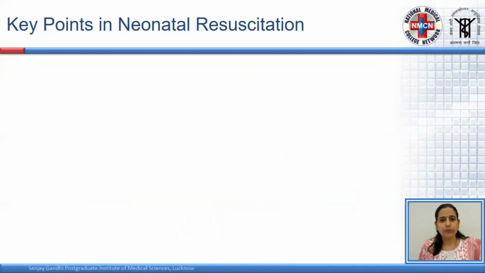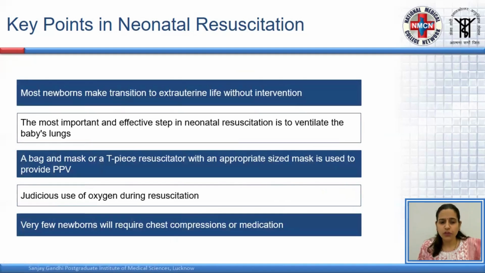So the key points to remember in neonatal resuscitation are that most of the newborns will make the transition to extrauterine life without any intervention. The most important and effective step in neonatal resuscitation is to ventilate the baby's lungs. A bag-and-mask or a T-piece resuscitator with an appropriately sized mask is used to provide positive pressure ventilation. Judicious use of oxygen should be made during resuscitation to avoid the harmful effects of hyperoxia, and very few newborns may go on to require chest compressions or medication if you provide effective positive pressure ventilation.